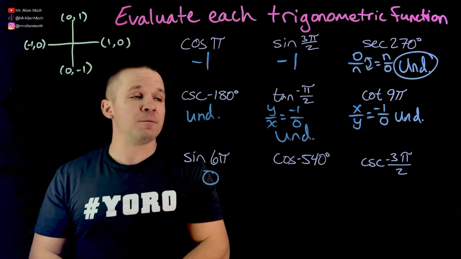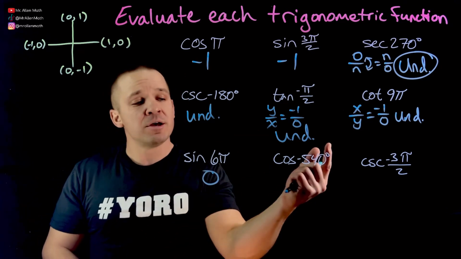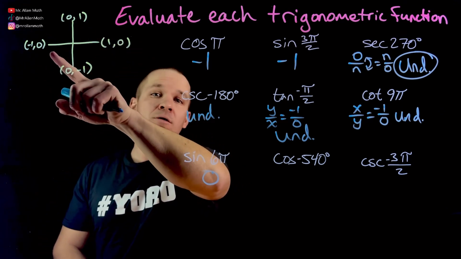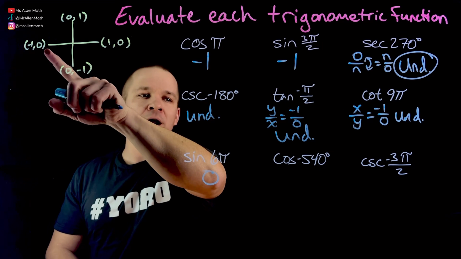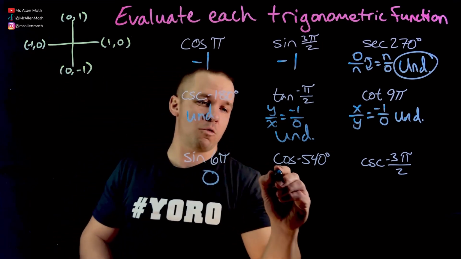Cosine of -540. My goodness, I'm going outside the 360 and the 2 pi all the time. So -540. That's going to be -360 plus another -180. I'm going to be right over here. Cosine at this spot here is going to be my x-coordinate, -1.